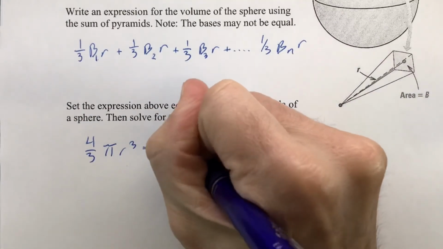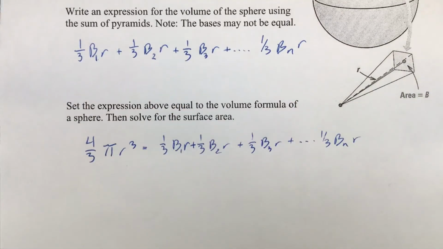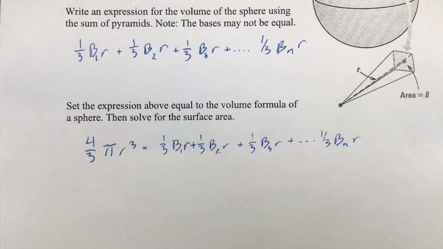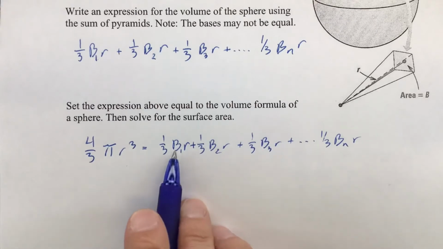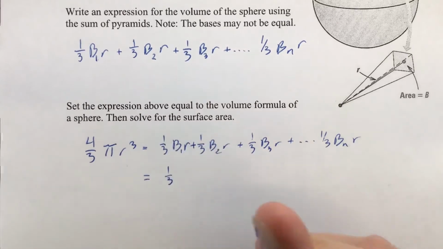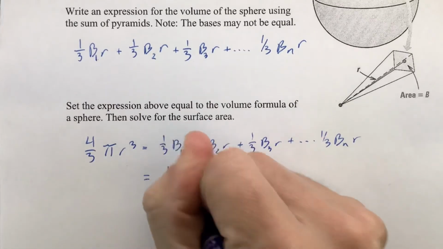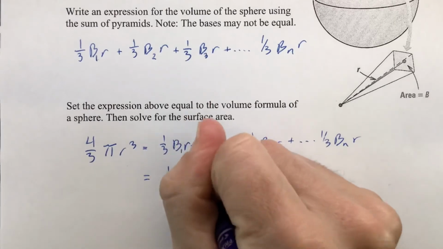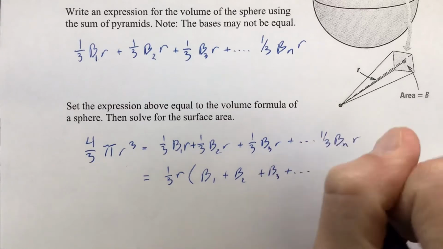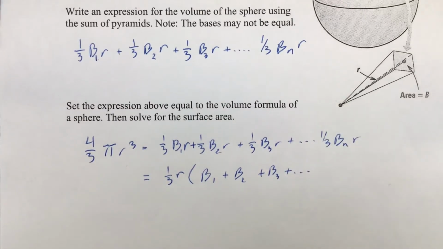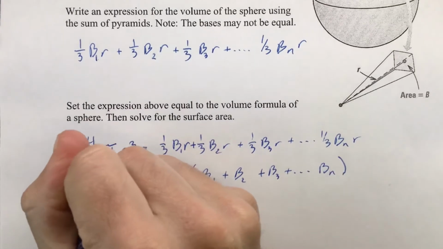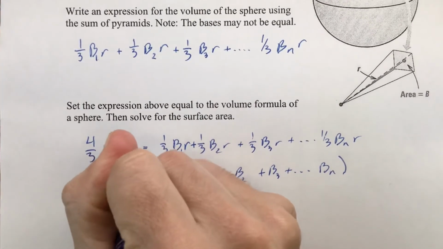I seem to have forgotten an R there. Okay, and then what I'm going to do is some factoring, because all of the terms that we have over here have a lot in common. The only thing that's different about them is the base areas that we have here. Okay, so this side, we can factor out a 1/3. We can even factor out the radius length. We can factor out 1/3 R. That will leave behind B1 plus B2 plus B3, all the way to what, again, should be infinity, but I'm going to call just Bn. Okay, and then over here we still got 4/3 pi r cubed.